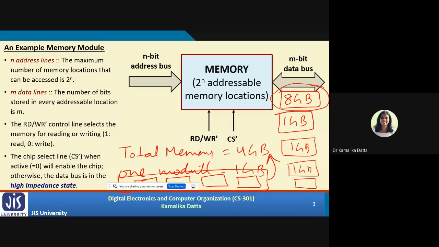So in practice, we do not have a very large memory altogether in a chip. In a chip, we have, let's say, 1 GB, not even a gigabyte, far lesser than that. So the idea is we do not have a very large module, we have smaller modules, and from those smaller modules, we build a large memory.